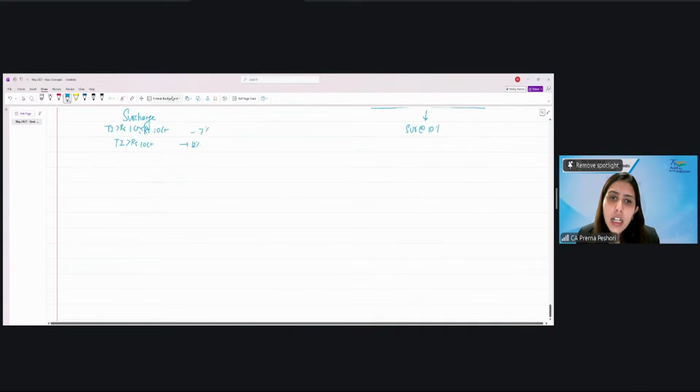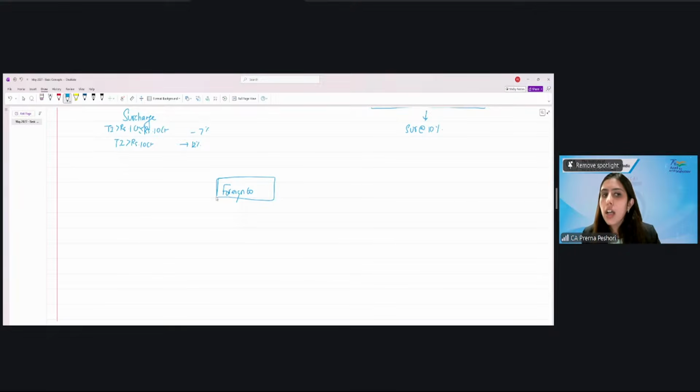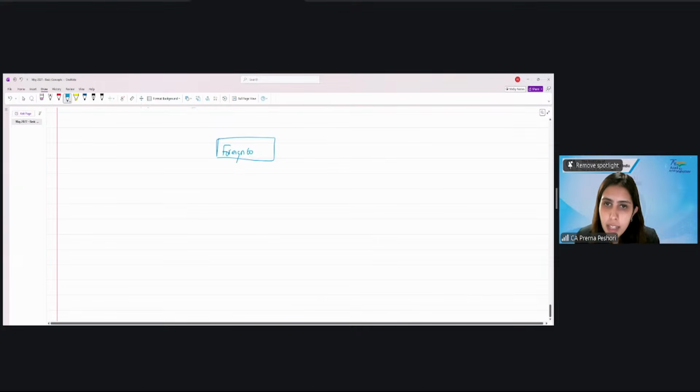Then about the foreign company. For a foreign company, it is a flat 35% tax rate.